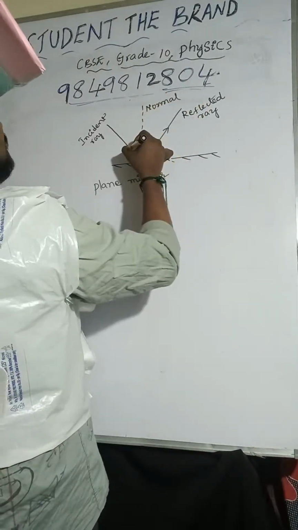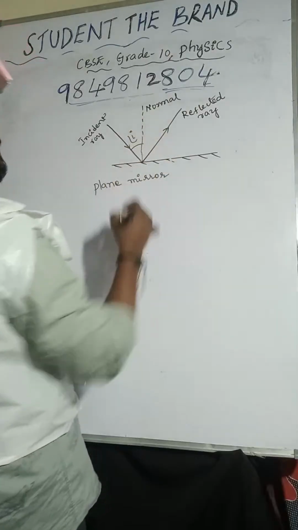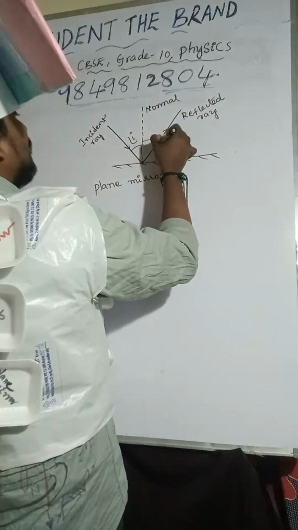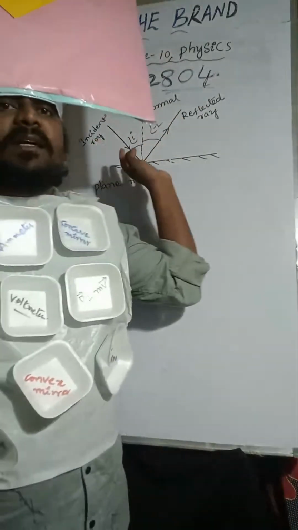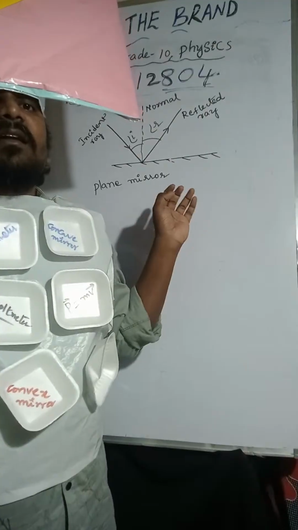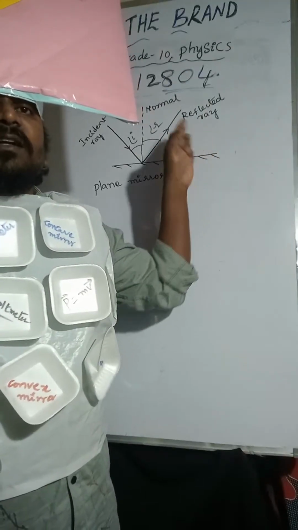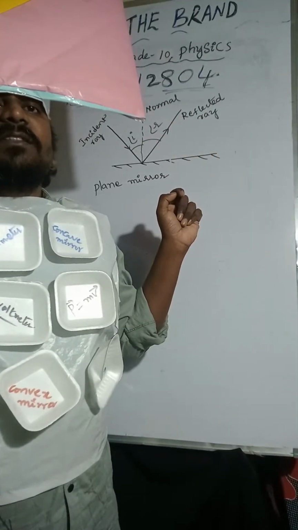The angle between the incident ray and the normal line is called the angle of incidence. The angle between the reflected ray and the normal line is called the angle of reflection.